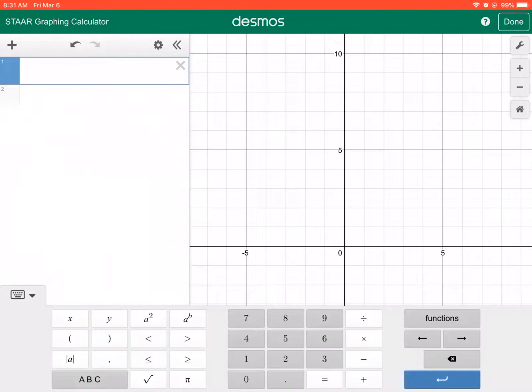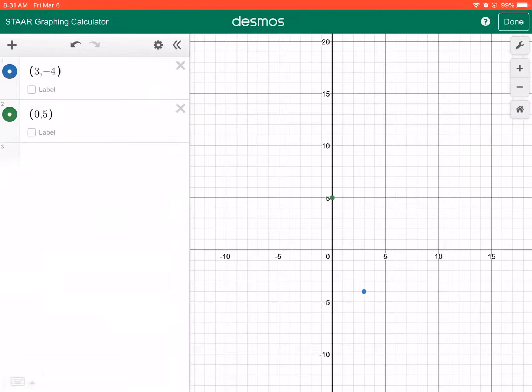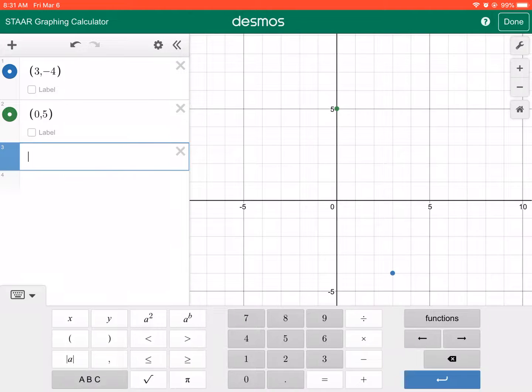All right, so the first point that we have was 3, negative 4. And then I'm also going to type in, where is it? 0, 5. Okay, and I have my 2 dots. Now I'm going to go type in my answers.